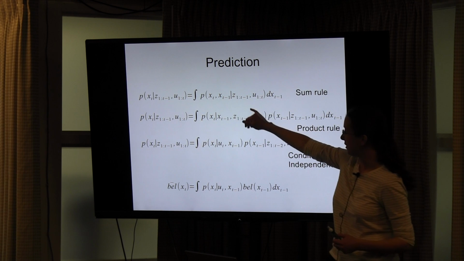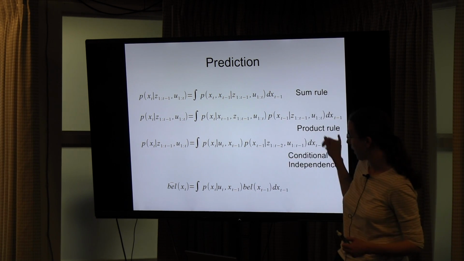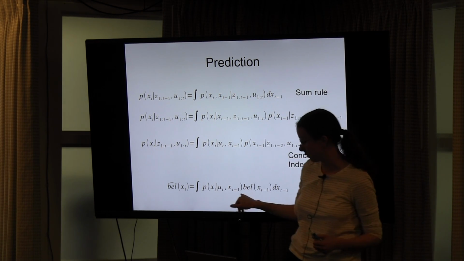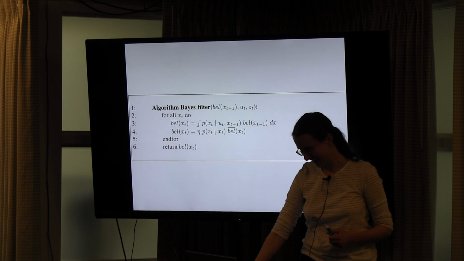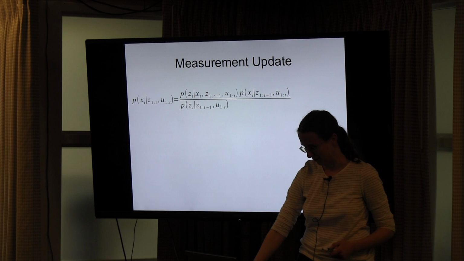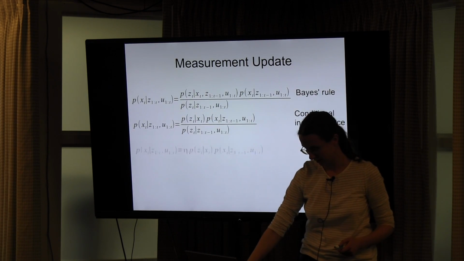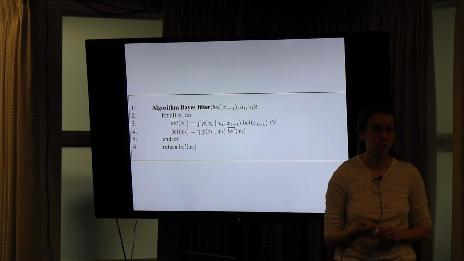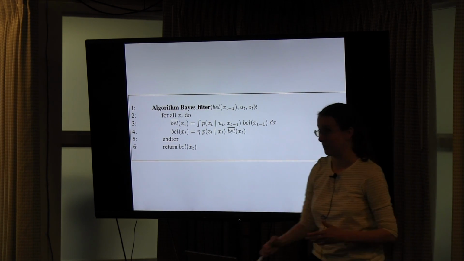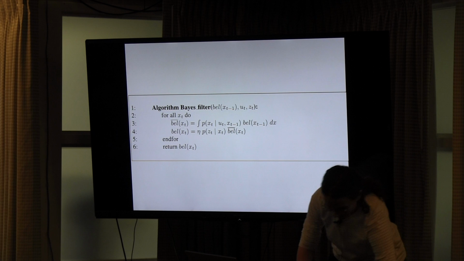So this was the sum rule, the product rule, and a conditional independence assumption to get this. I wrote the t minus 1 here to make us happy. And then the second step is the measurement update, which we derived here. That lets us do this nice little algorithm. So the next thing I want to do is implement it and show you what it looks like in practice.